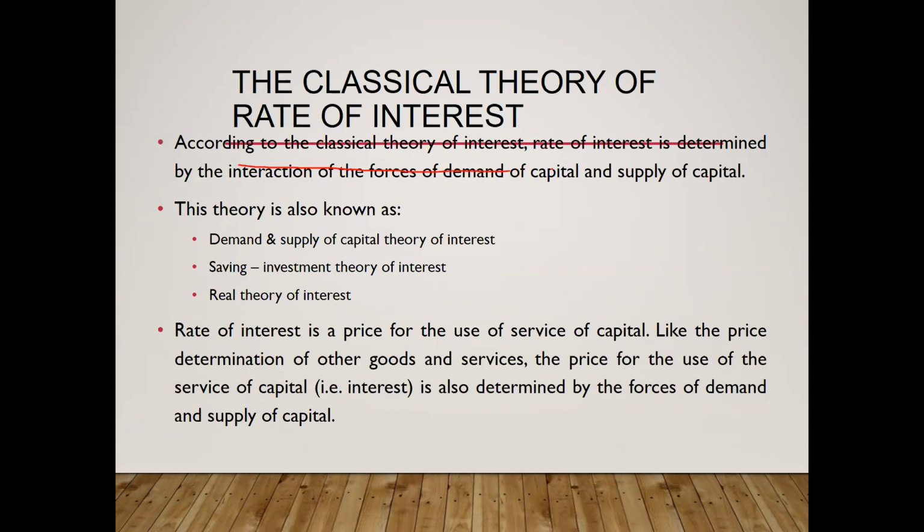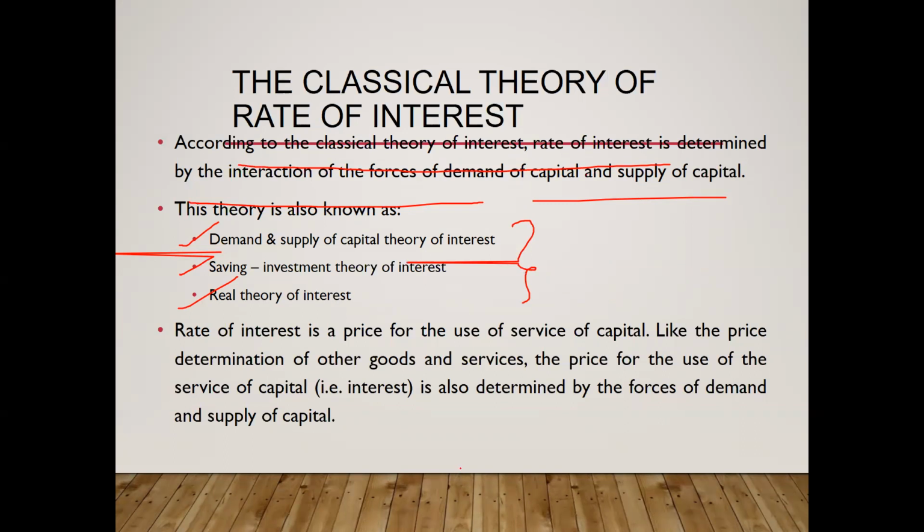Next, we come to the classical theory of the rate of interest. According to the classical theory of interest, the rate of interest is determined by the interaction of the factors of demand for capital and supply of capital. As usual, the theory is entirely based on the equilibrium point where demand and supply intersect. The demand and supply of capital theory of interest, then the saving investment theory of interest, then the real theory of interest: these theories exist in the economy.